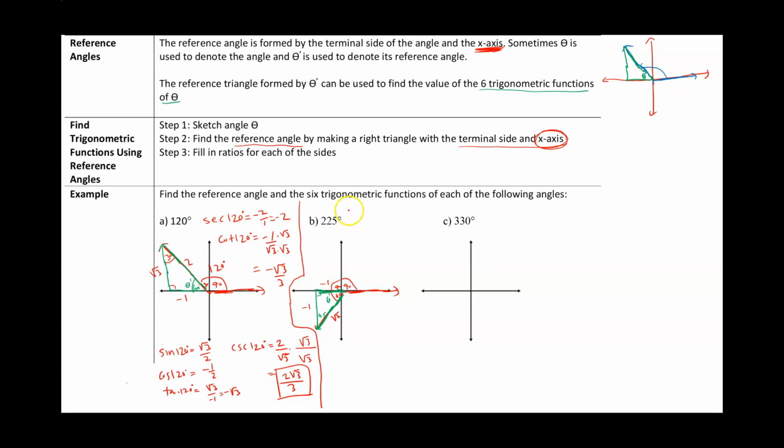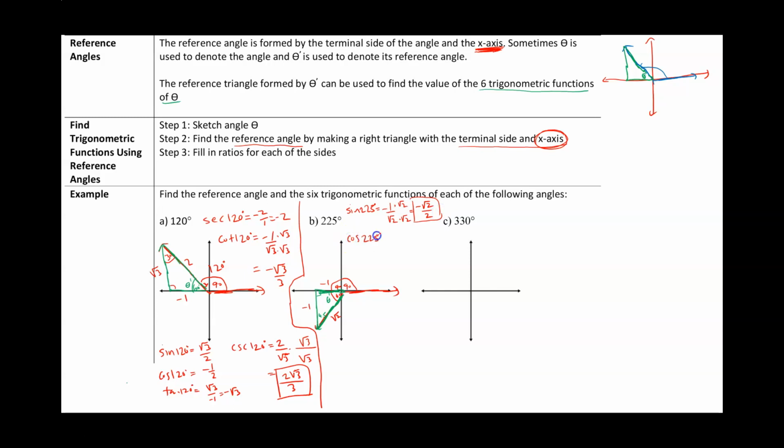All right, I'm going to start up here. So the sine of 225 is going to be opposite. So now we're looking at theta prime. So opposite of theta prime is negative 1 over the hypotenuse, that's radical 2. We need to rationalize it, so we have to multiply both the numerator and denominator by radical 2. This gives us negative radical 2 over 2. This is the sine.